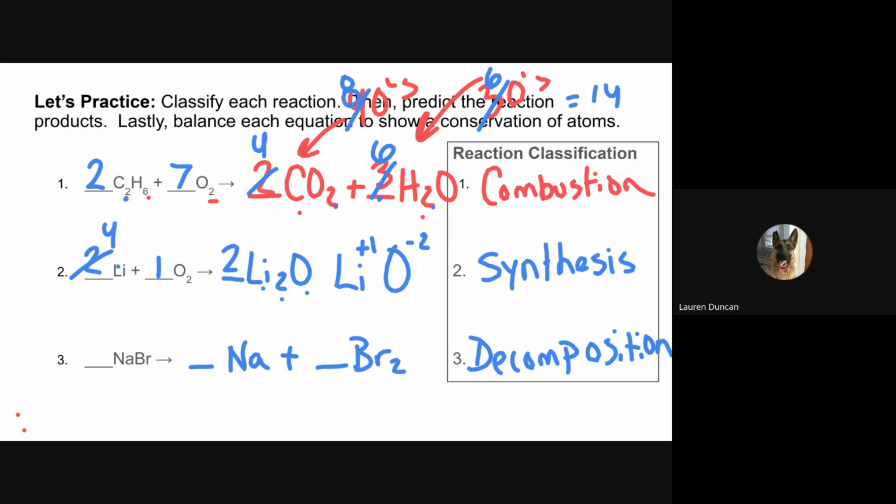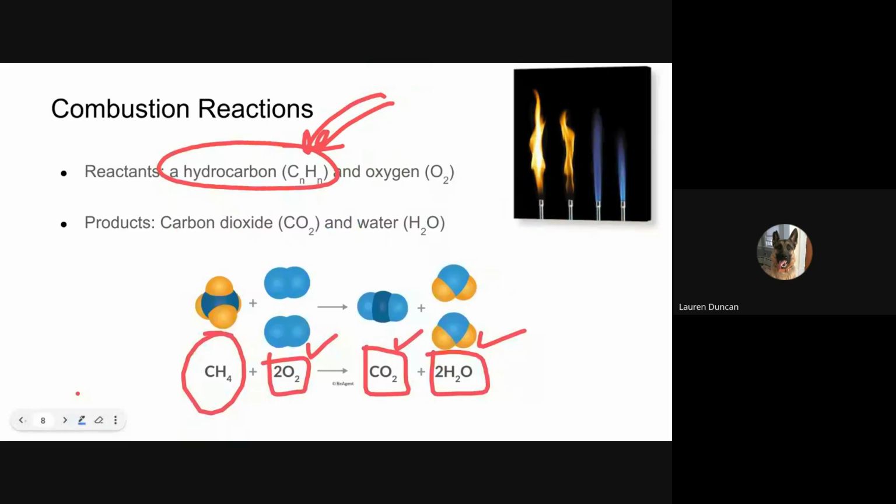There's 1 bromine on the left, 2 on the right, so I can throw a coefficient of 2 here. That also doubles my sodiums, so I need a coefficient of 2 there. Either leave it blank or put a 1 in front of the Br2. Okay, I'd say that's like maybe level 1.